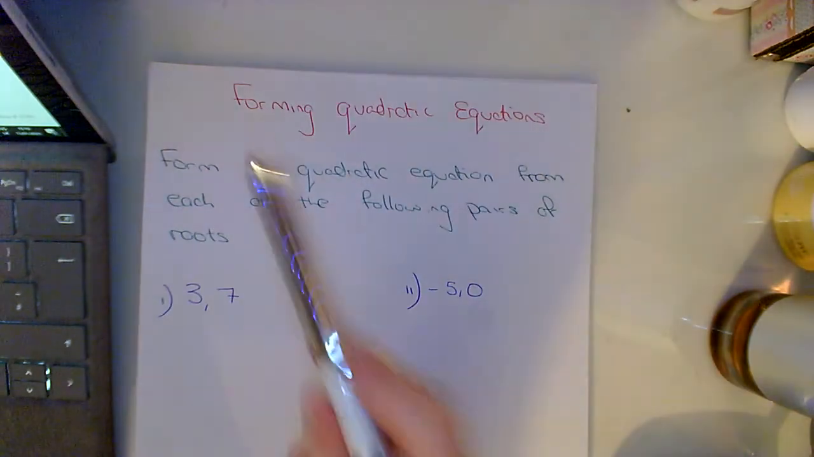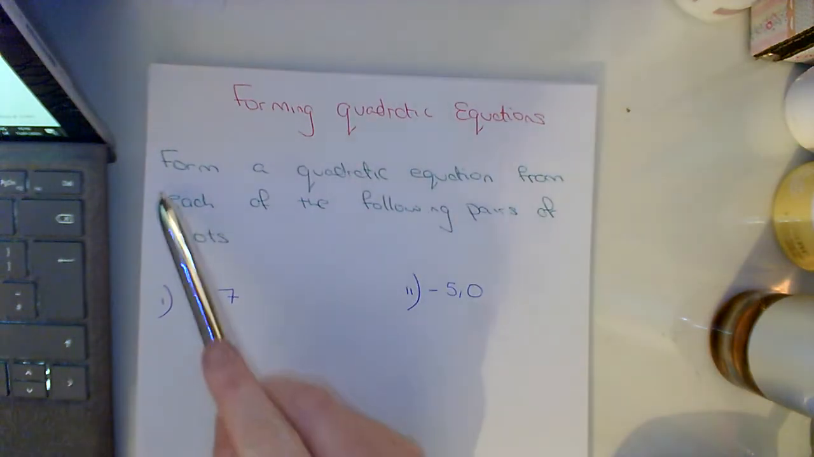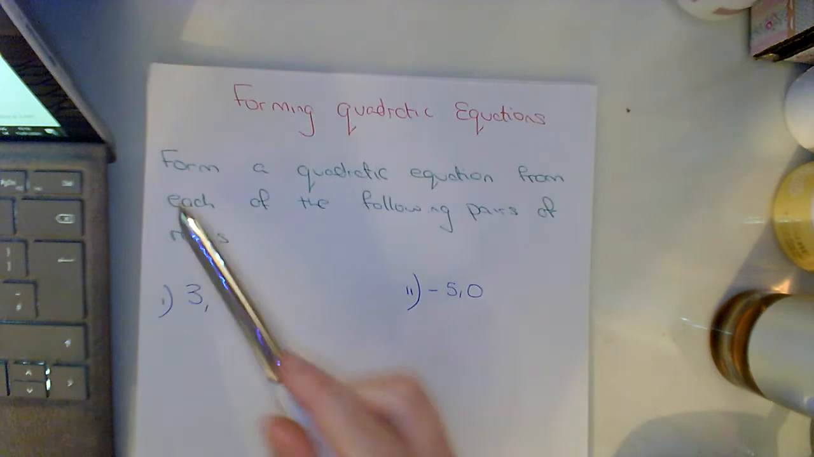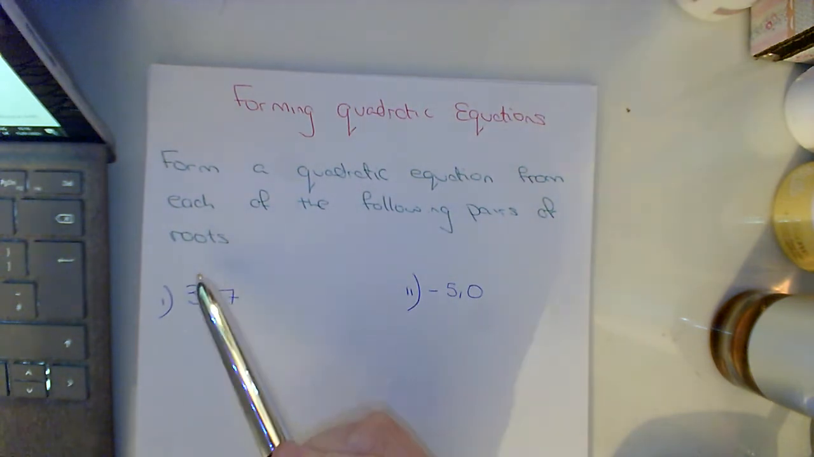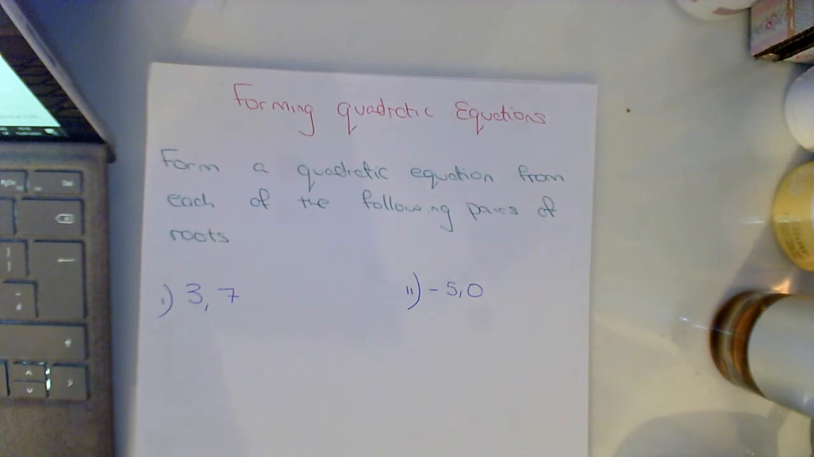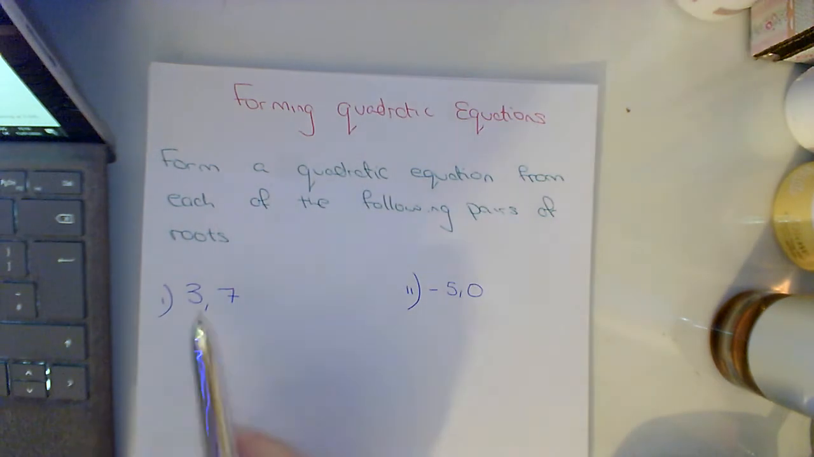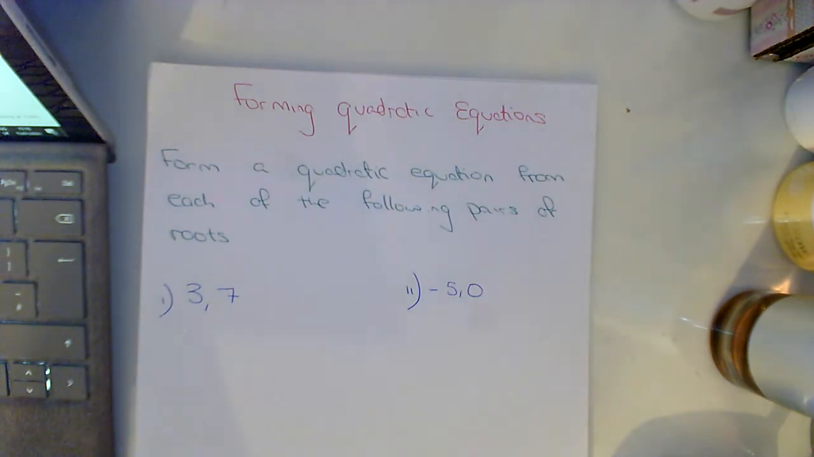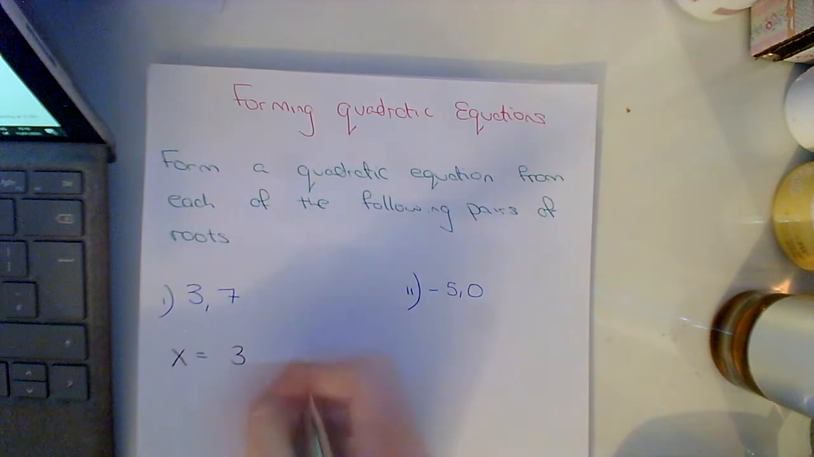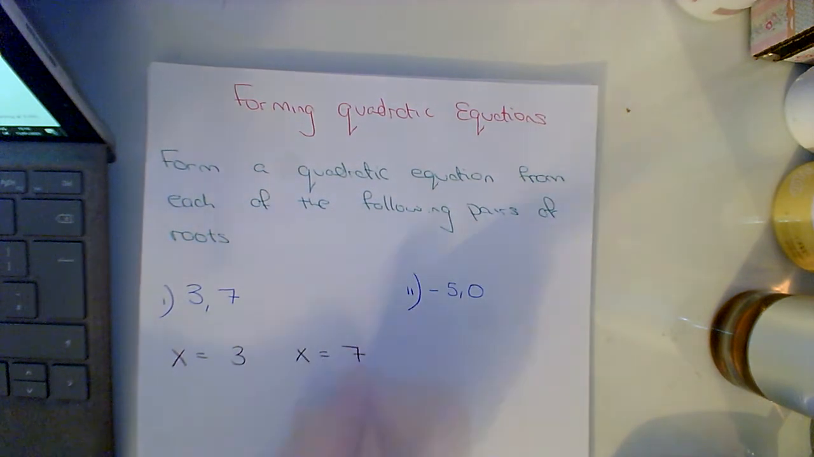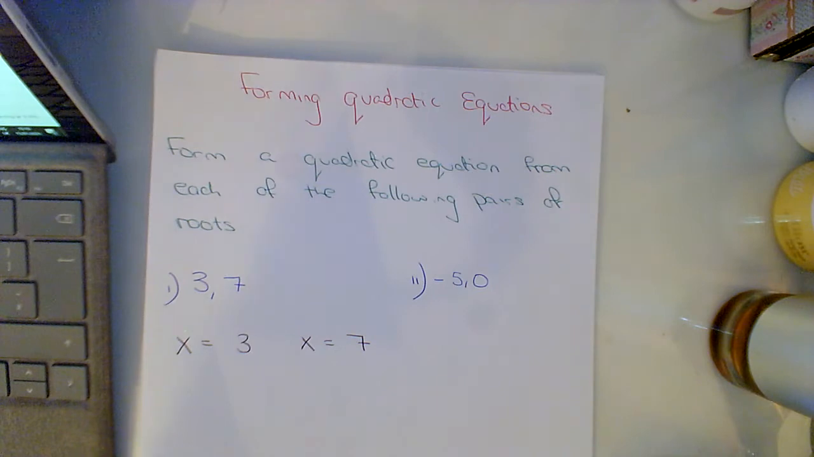Today we're going to look at forming quadratic equations. So the first example, this question, says form a quadratic equation from each of the following pairs of roots. So we're actually working backwards through these ones. What I have is I'm told these are my roots. So basically you write down x is equal to 3, x is equal to 7, and I want to get my quadratic equation.